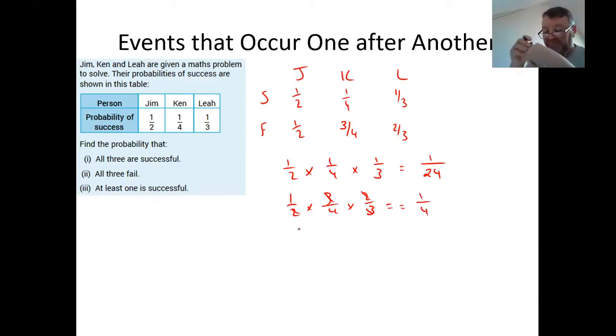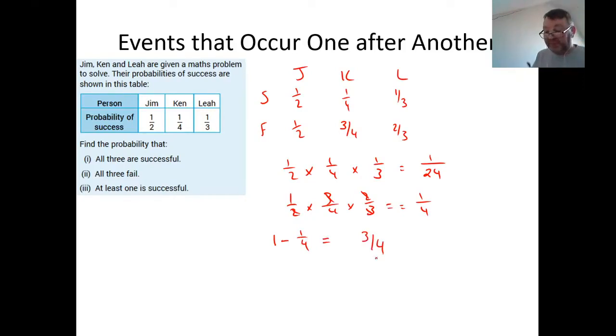And lastly then, at least 1 is successful. In other words, nobody fails. Okay, so nobody fails. So instead of saying, well, there could be 1 successful or 2 successful or 3 successful, the opposite to at least 1 successful is nobody fails. So that's going to be 1 minus what? Nobody fails. 1 minus the fails. So if nobody fails, that's going to be 3/4.